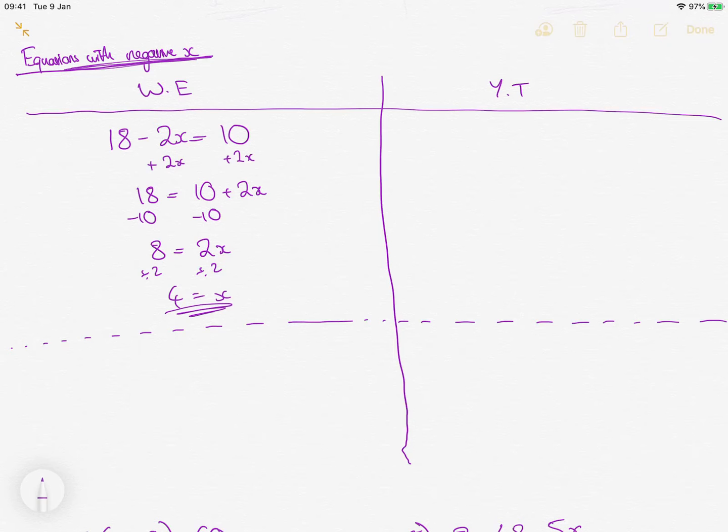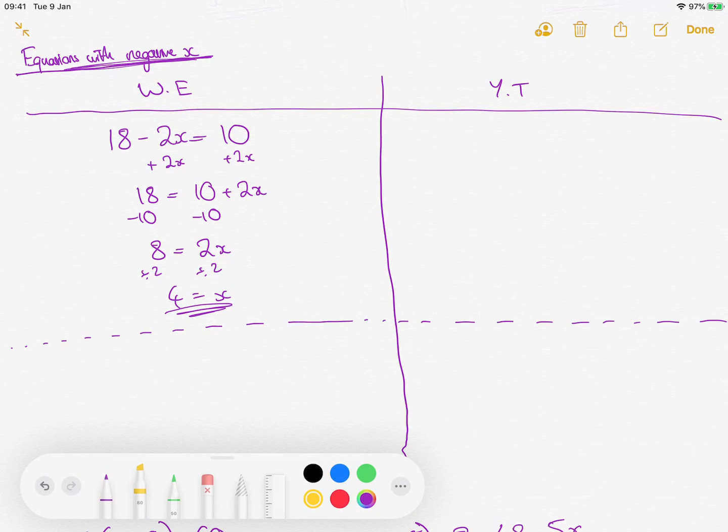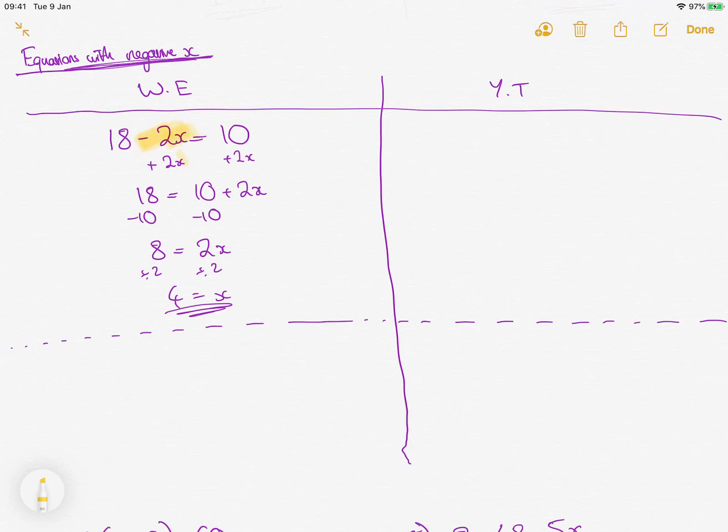The first step here, I don't really like dealing with negative x's. So to make it positive, I can add 2x on this side and add it on this side because I'm doing the same to both sides. And then I've now got a positive x term here, which I like dealing with better because it's the thing I'm trying to find. It's a bit handier to have it as a positive.